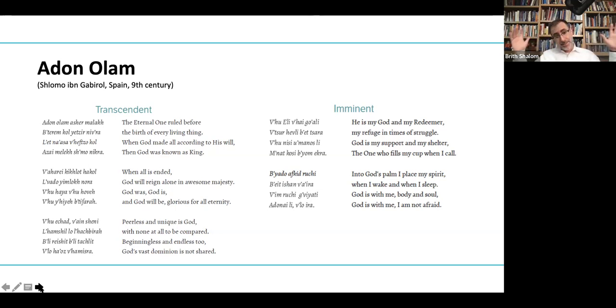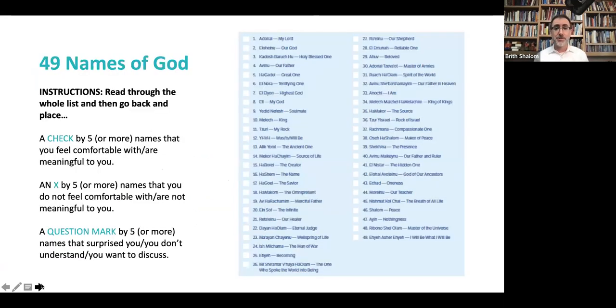So again, we have the transcendent, God above all time, and God is with us. Both of those are somehow true at the same time. There are at least 49 names of God. And so take a moment and read through the list if it's big enough.